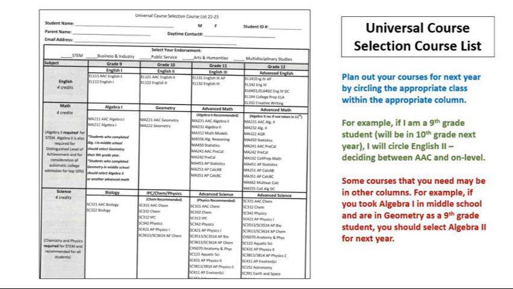There are going to be some courses that you may need in other columns that are not in the column within your grade level. For example, if you took Algebra 1 in middle school and you were in geometry as a ninth grade student, then you are going to need to look in that 11th grade column for Algebra 2.